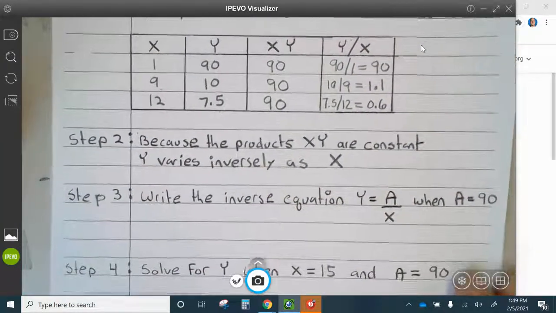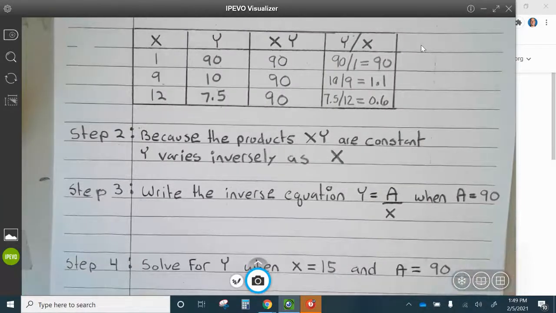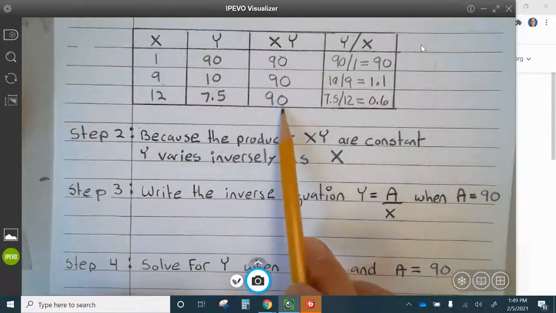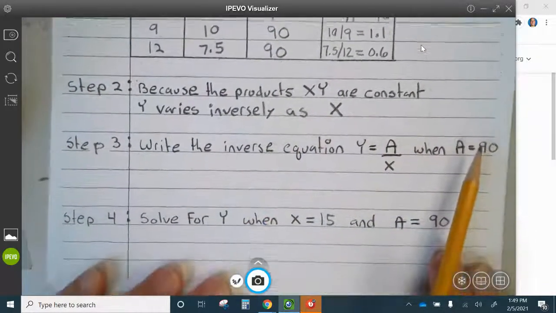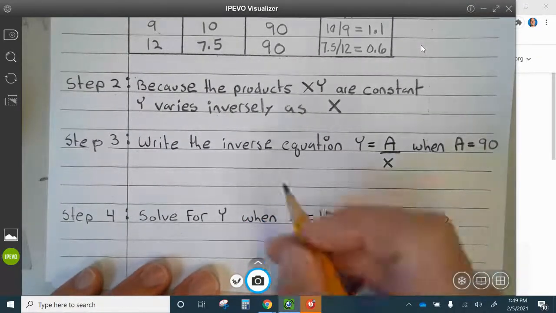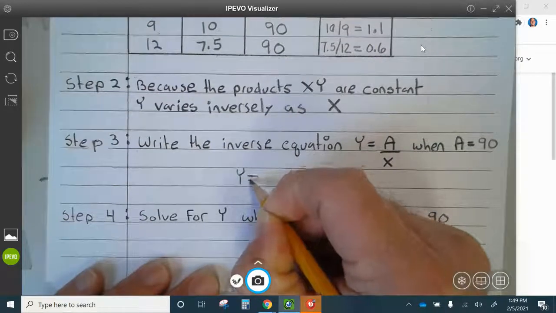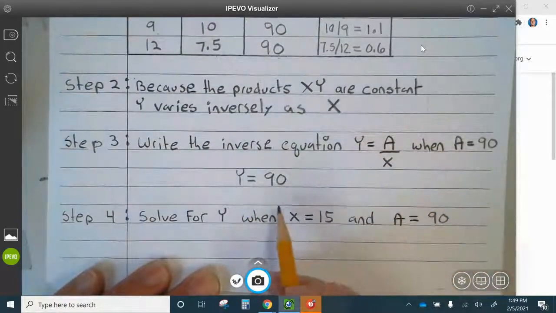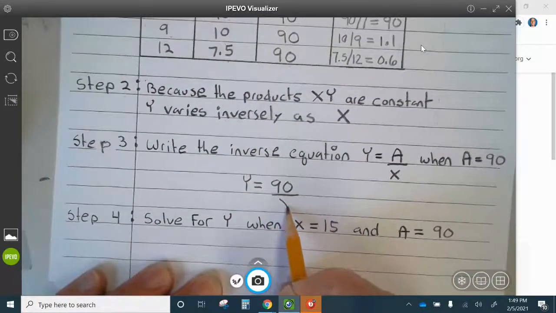Now because the product of x and y is constant, y varies inversely as x. Write the inverse equation y equals a divided by x when a equals 90. And we got the a value because that's the constant value. So our equation then is y equals 90 divided by x.